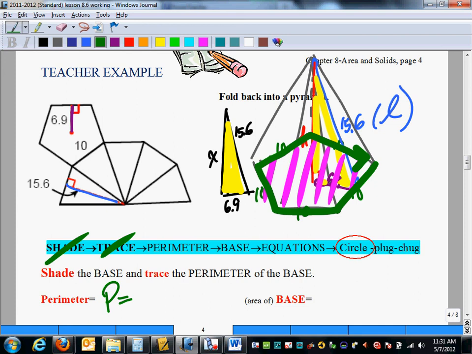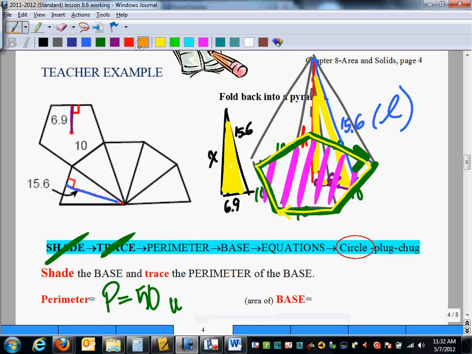Four, 3, 2, 1. Jordan, what's the P, please? I know it. Jordan, can you walk your pencil around, please? 10 plus 10 plus 10 plus 10 plus 10. What's the P, please? Yes, it's 50, and it's just units. It's not units squared. Ready?